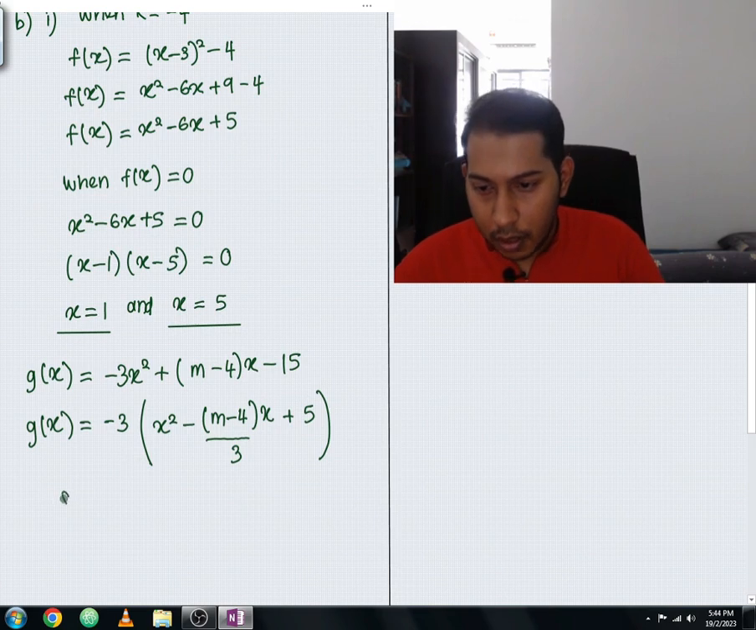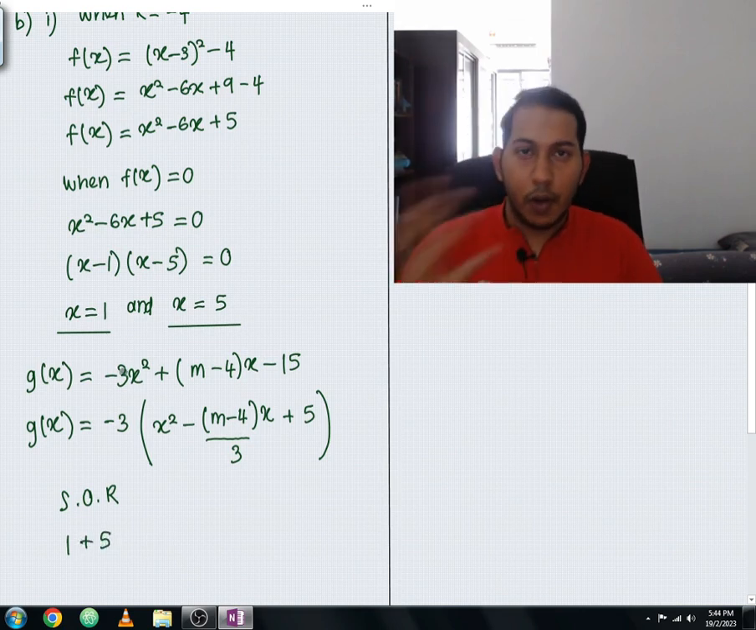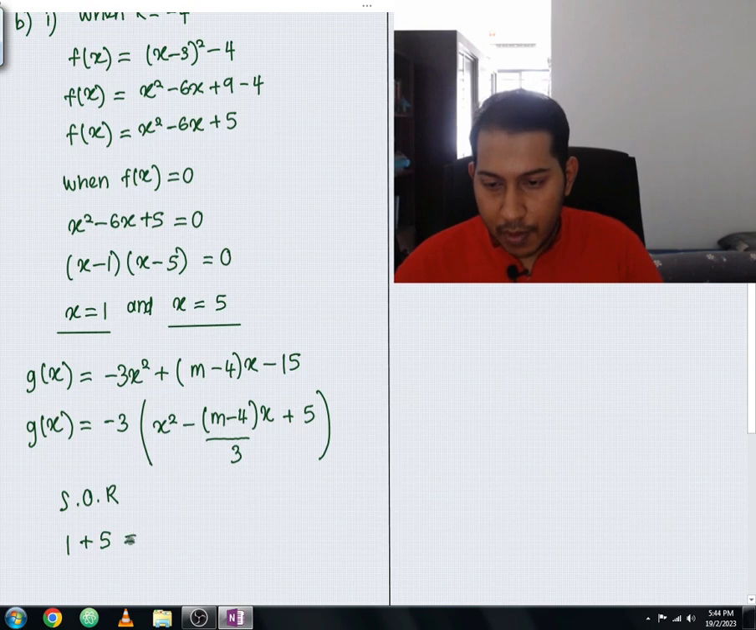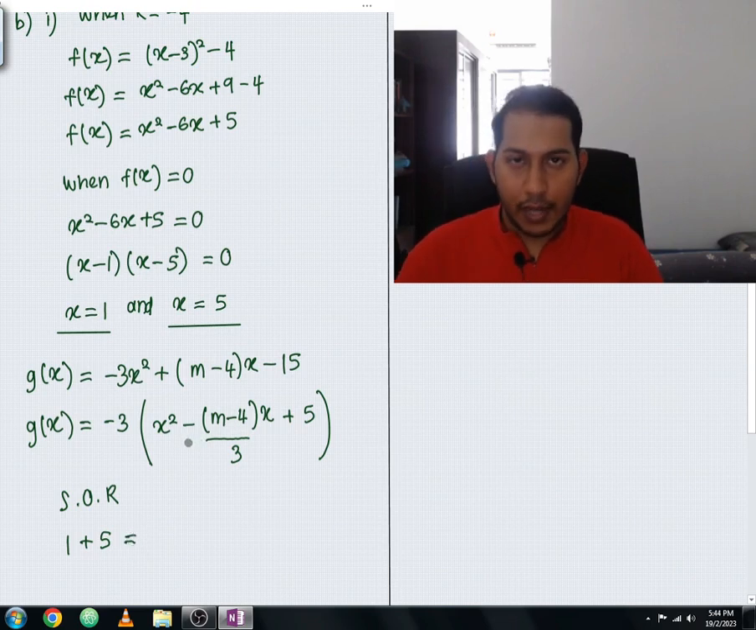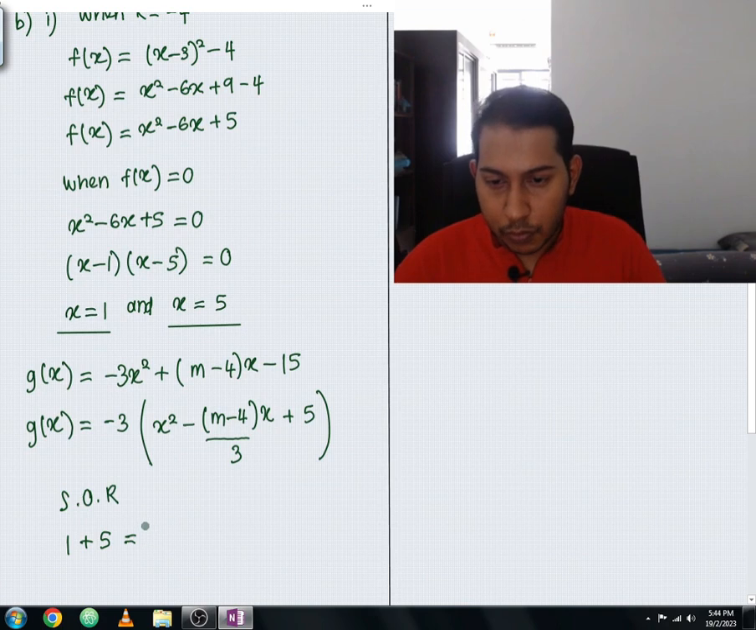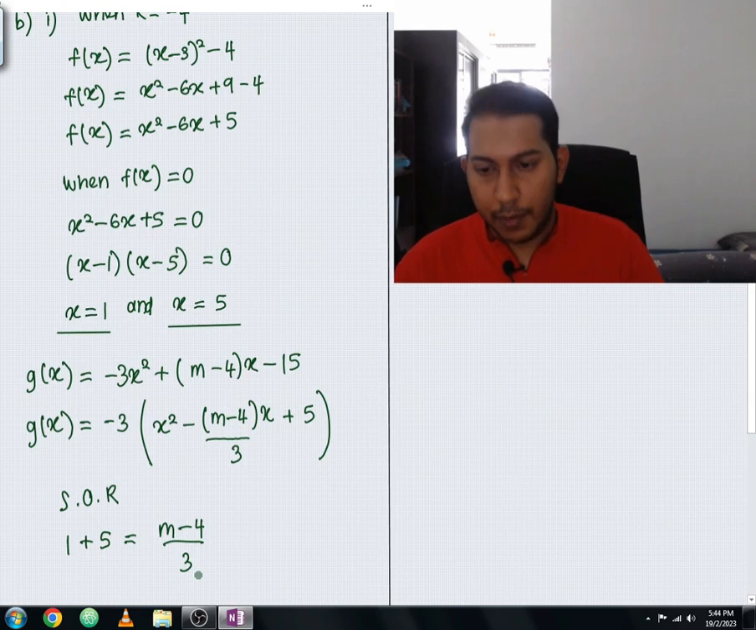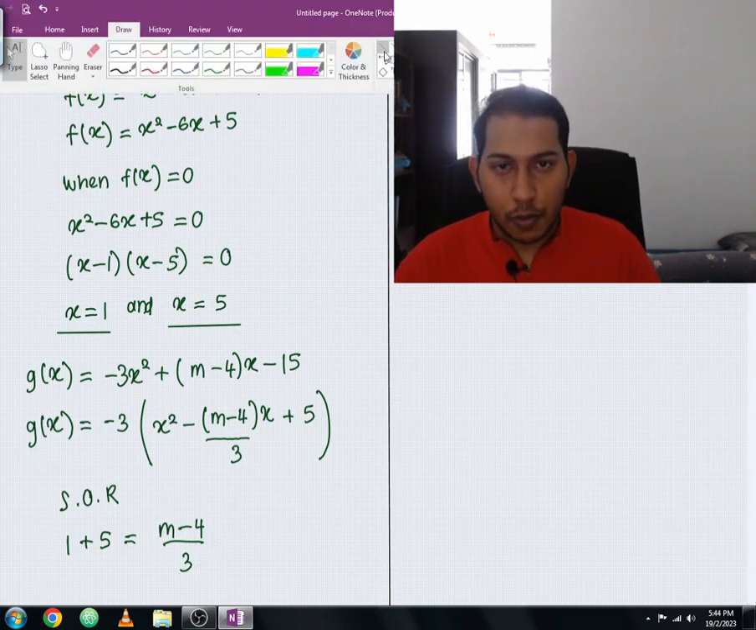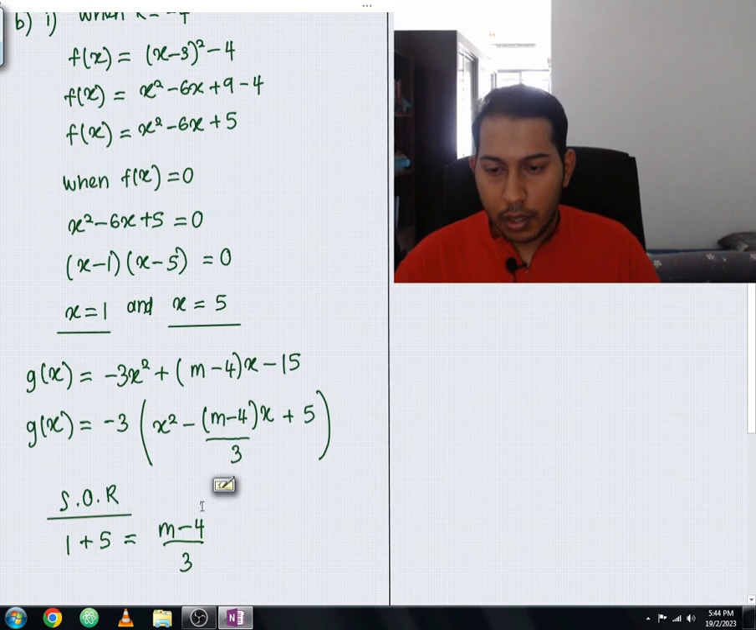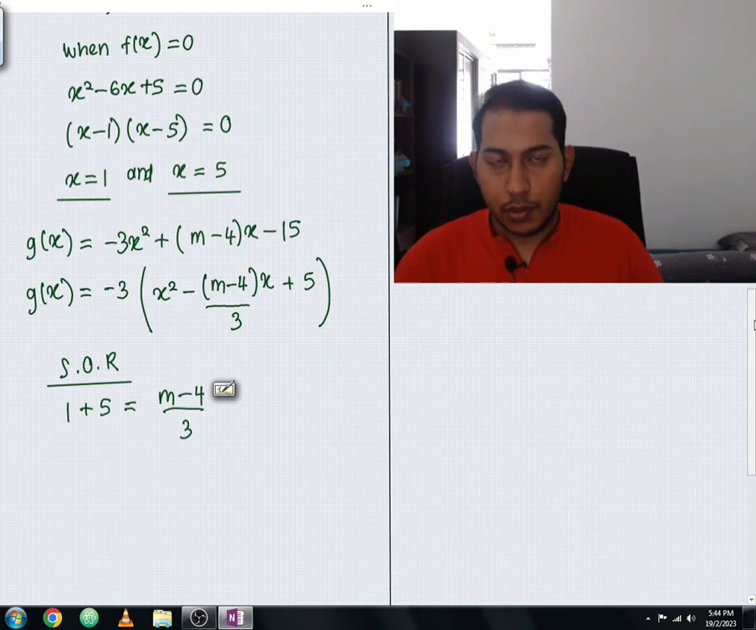Okay, so from here, calculation of sum of roots: 1 plus 5. So these are the roots that we got. 1 plus 5 will be equal to, since in the quadratic equation the coefficient of b here is negative, when you're using it in the SOR it will be positive, the other way around, (m - 4)/3. So I hope you are able to recall the SOR and POR general equations, guys, as it is very useful for us to solve this question.